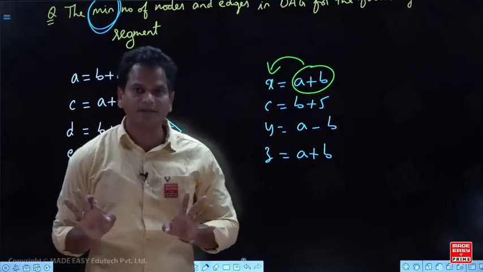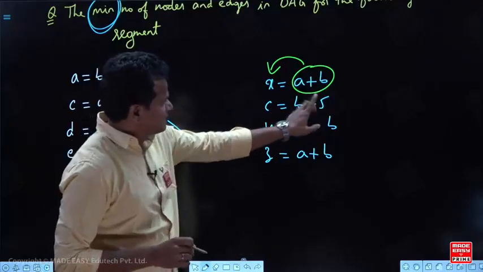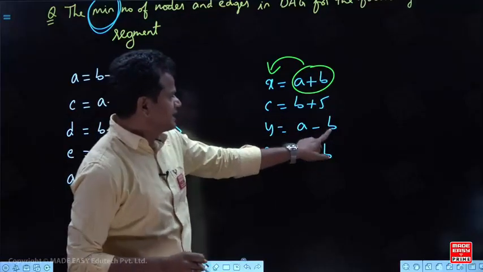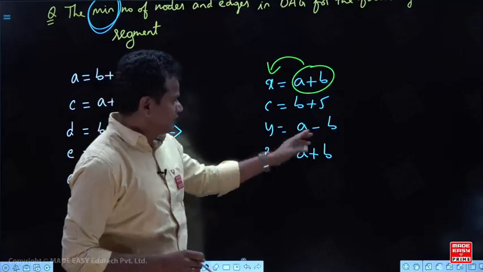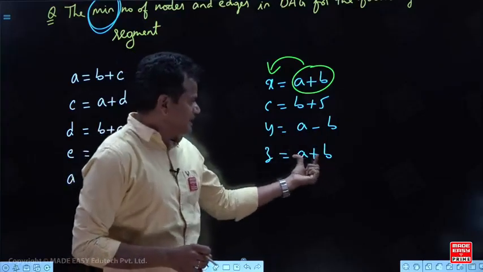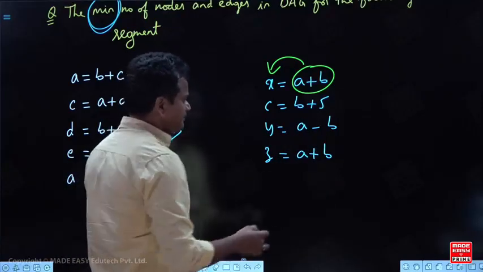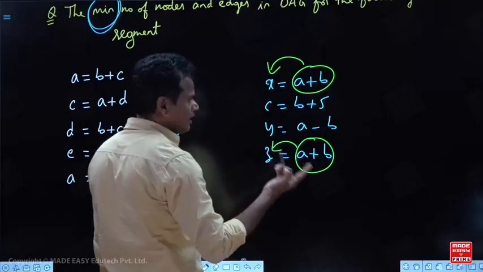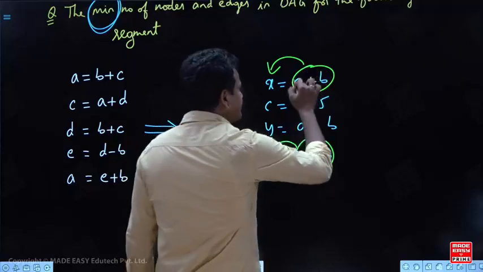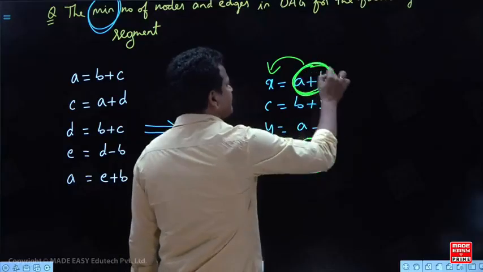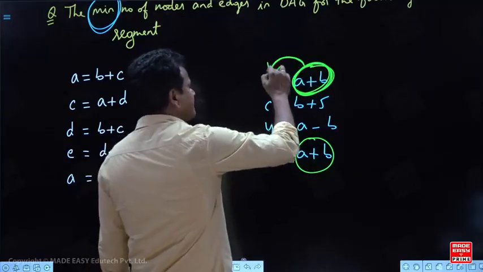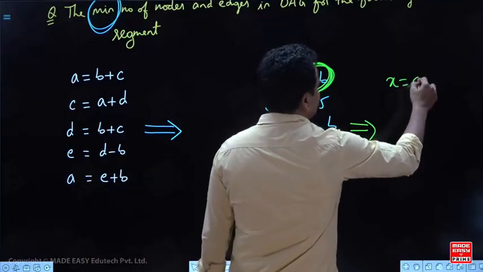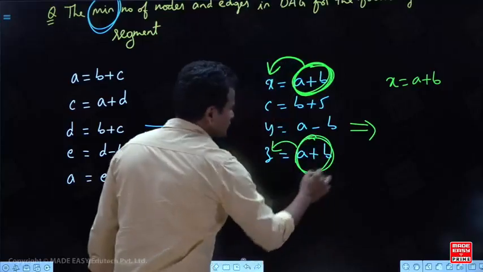What is the meaning of common subexpression? Okay. Next is b plus 5. We are adding b to 5 and we are storing in c. Next we are subtracting a and b, and copying to y. Okay. Then a plus b. Again we are adding a plus b and we are storing into z. Already a plus b we have evaluated and that is available in x. Again why should we evaluate a plus b here also?